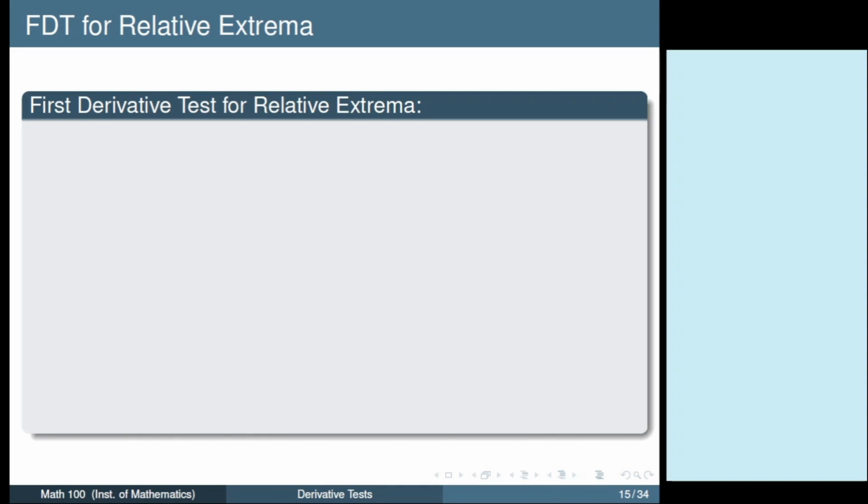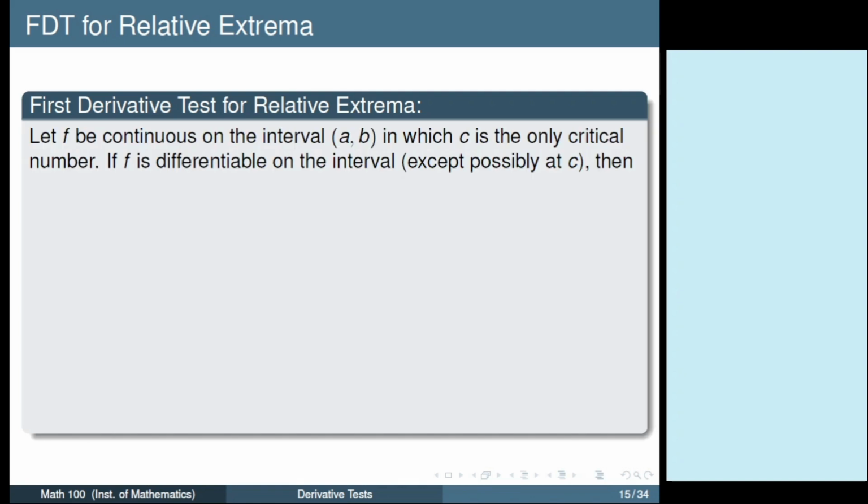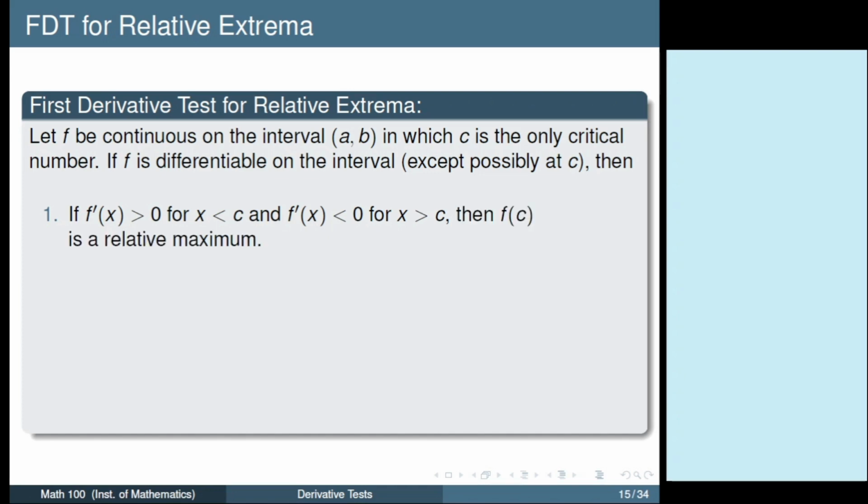Now we will present the first derivative test for relative extrema. We can use this test in order to determine all the relative extrema of the graph of our function. We have first this assumption: let f be continuous on the interval AB in which c is the only critical number. If f is differentiable on that interval, except possibly at c, then first, we have that if f prime of x is greater than 0 for x less than c, and f prime of x is less than 0 for x greater than c, then f of c is a relative maximum.